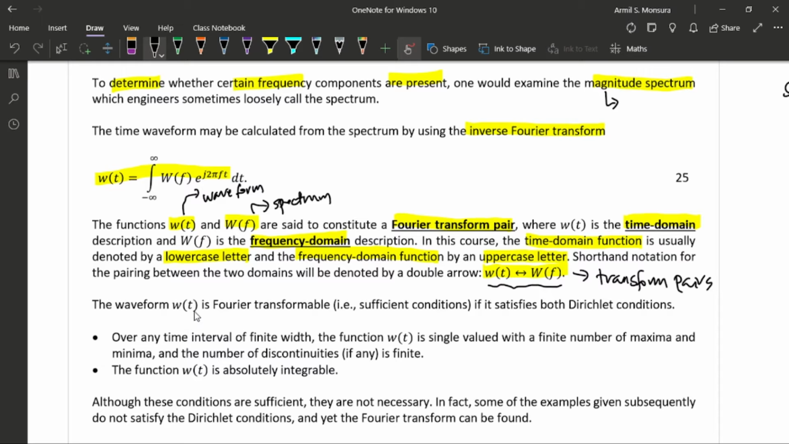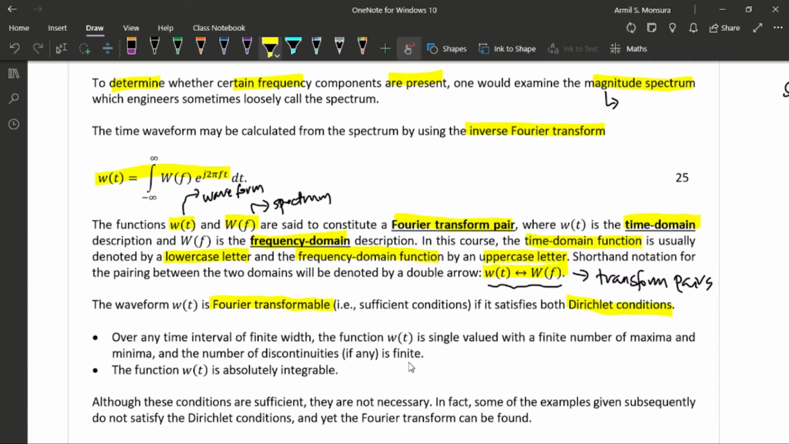Okay, so the waveform w(t) is Fourier transformable. When you say Fourier transformable, it means that you can use the Fourier transform integral in 21, if it satisfies what we call the Dirichlet conditions. So, what are those Dirichlet conditions? Over any time interval of finite width, the function w(t) is single valued, with a finite number of maxima and minima, and the number of discontinuities, if any, is finite.